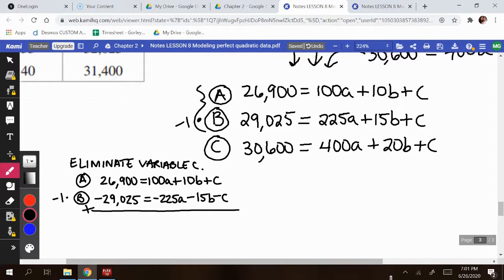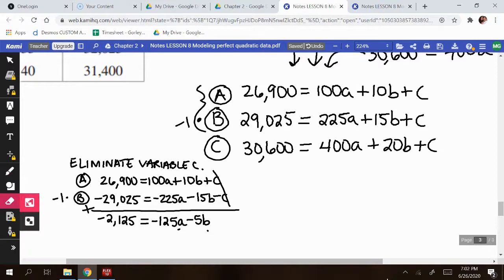Let me type that in my calculator. 26,900 plus a negative 29,025. That's going to give me negative 2,125. Okay, add together the 100 with the negative 225. That new leading coefficient is going to be negative 125a. Add together the 10b and the negative 15b, get negative 5b, and then the c's get eliminated, which is what we wanted. This is still a two-variable equation, so right now I can't solve it.